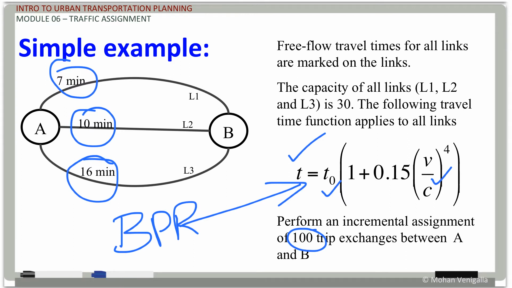All 3 links have this travel time relationship, and the capacity of each link, which is the denominator here, is 30. So at the end of each iteration, you will have a different volume which dictates the new travel time. That's the idea here.